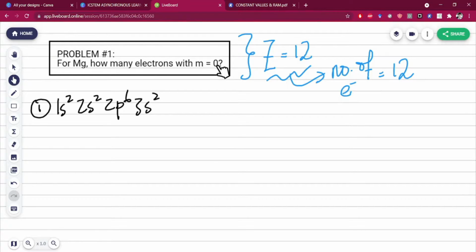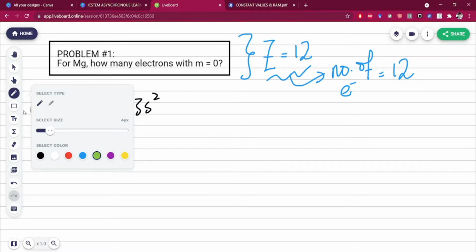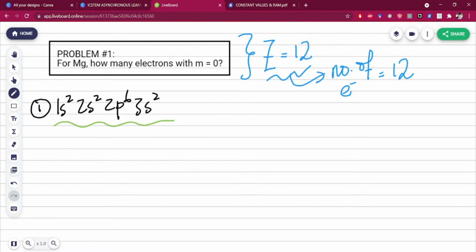So this is the spdf notation, and note that the question wants you to find out electrons with m equals 0. When you look at the spdf notation, the information is not that clear yet. So what you need to do, from the electronic configuration of spdf here, is change that into an orbital diagram.